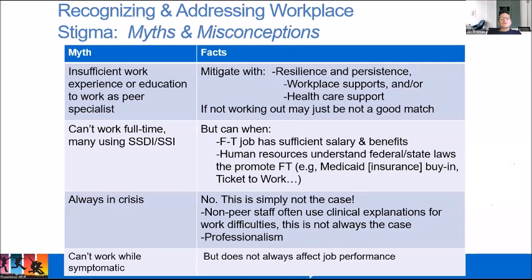Resilience and persistence, workplace supports, healthcare support. And it may be that if the person's not working out, it may be a bad match. It may not be insufficient work experience. So in other words, we can acknowledge that the young adult may not have the work experience, but at the same time, we as an employer are saying, well, that's okay, we can address that.